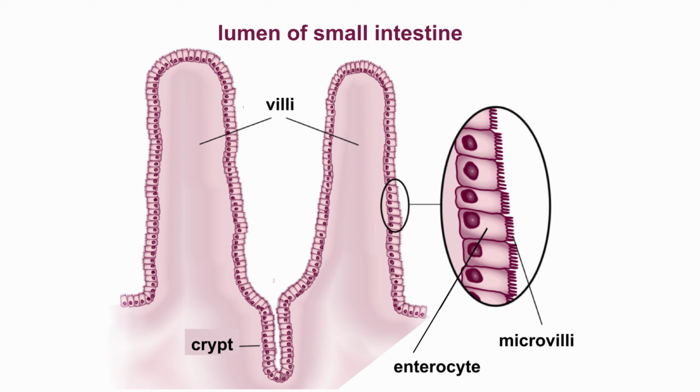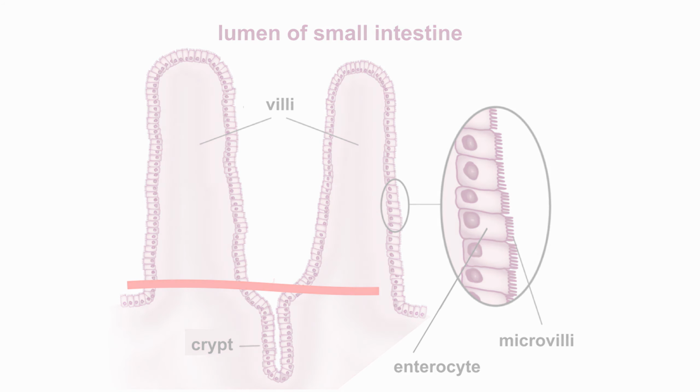And when the crypt cells die off, they're no longer replacing the cells on the end of the villa. And when this happens, we no longer have good transport of nutrients, and it's basically called malabsorptive diarrhea. Basically, the nutrients aren't able to cross appropriately because there are no longer the appropriate structures there to force them to cross.